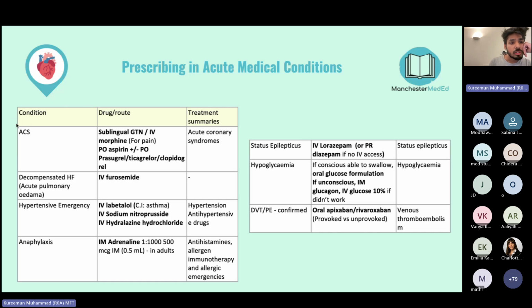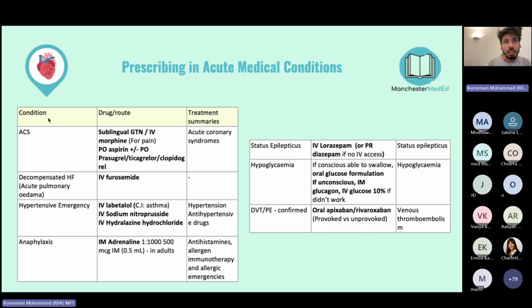Anaphylaxis is a good one. For anaphylaxis, you will be prescribing adrenaline, intramuscular adrenaline, for that patient. The dose depends on whether it is adult or paediatric. For children it is prescribed, I think, per weight, but for adults the standard is 500 micrograms.